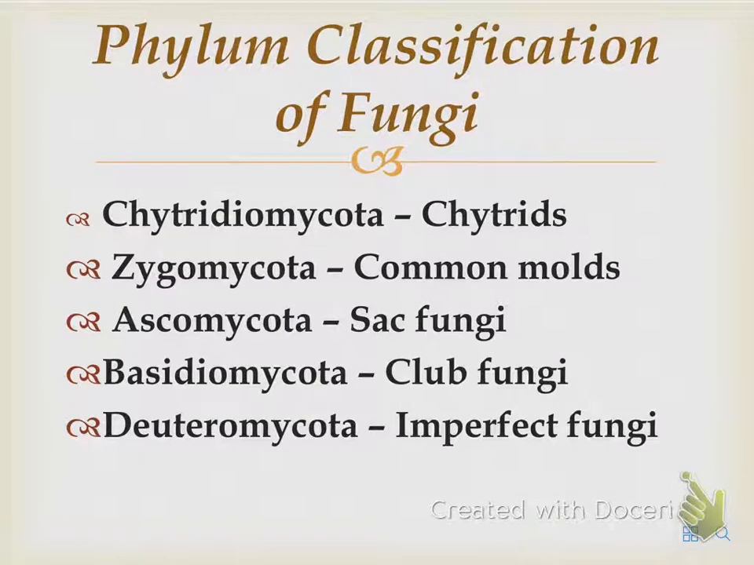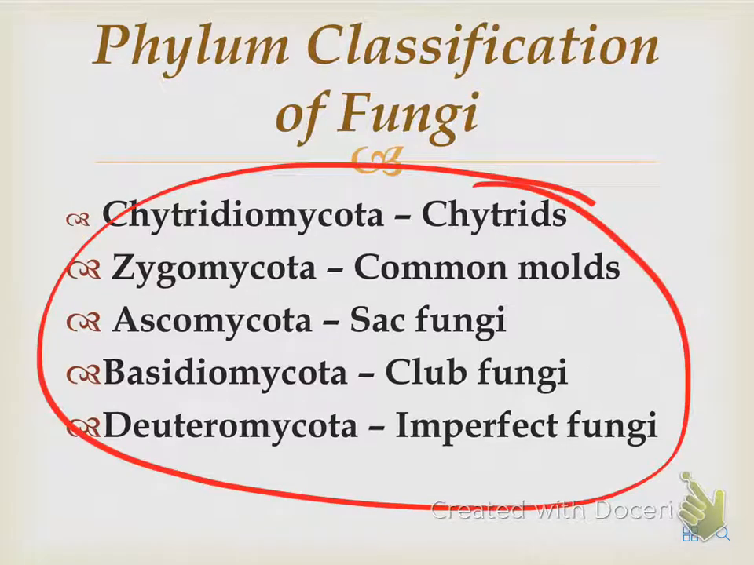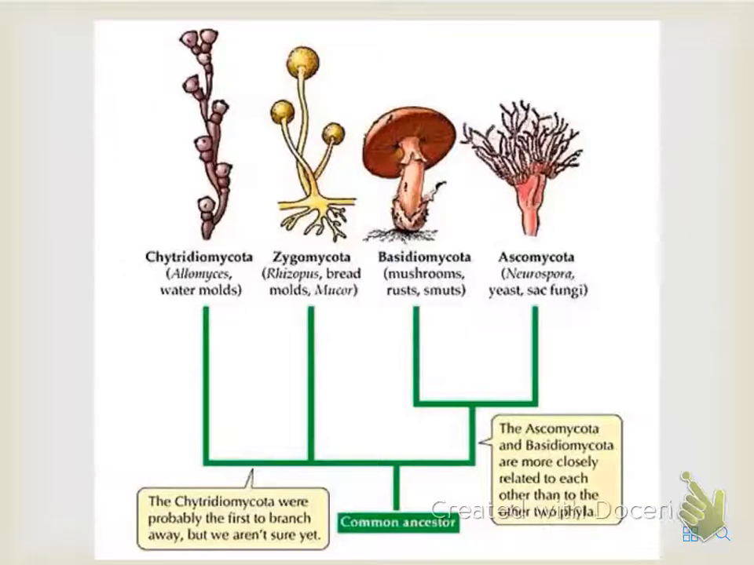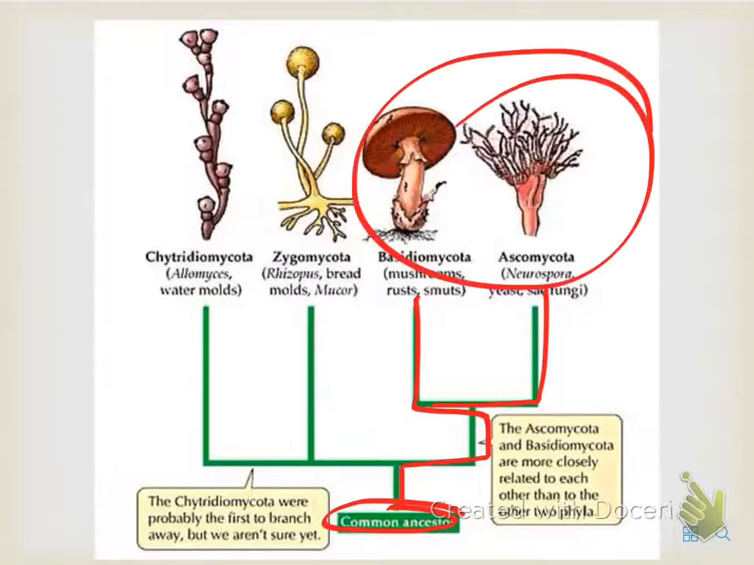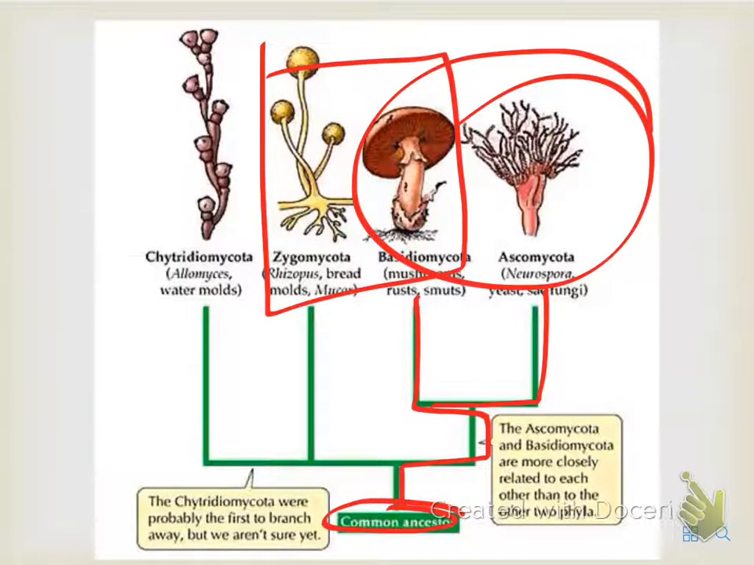So here's our classification. There are 5 phyla total that we will be talking about. And we're going to go through each one of those just very briefly. So here is also your ancestral view of all of these forms. So your common ancestors down here, you branch off. So these two are more closely related than like these two would be, or these two.